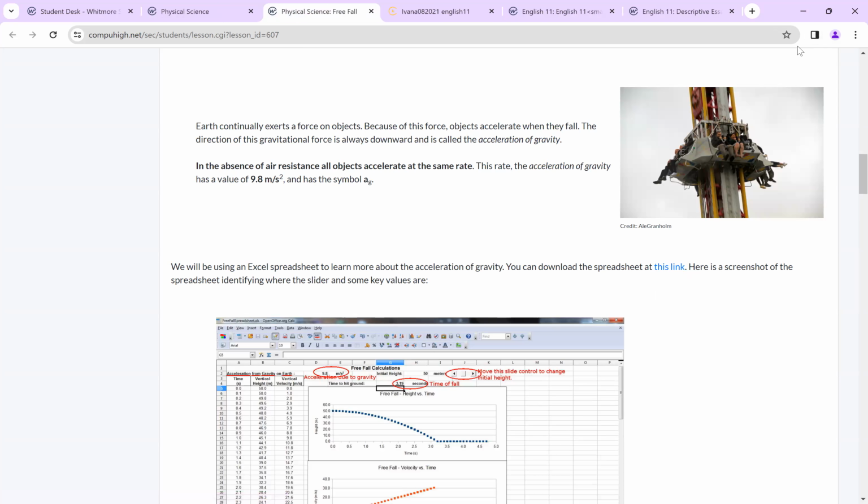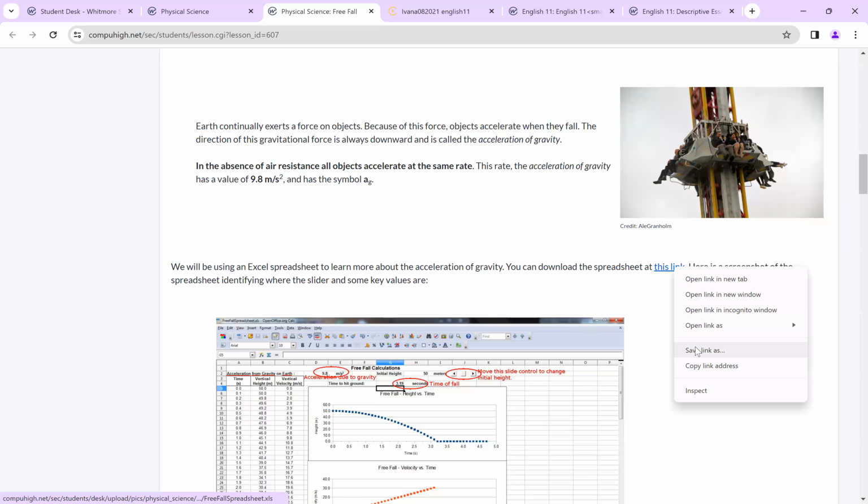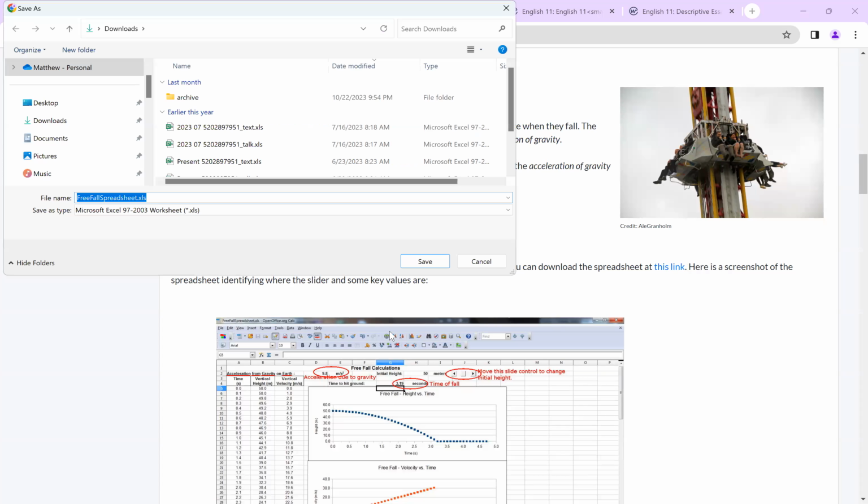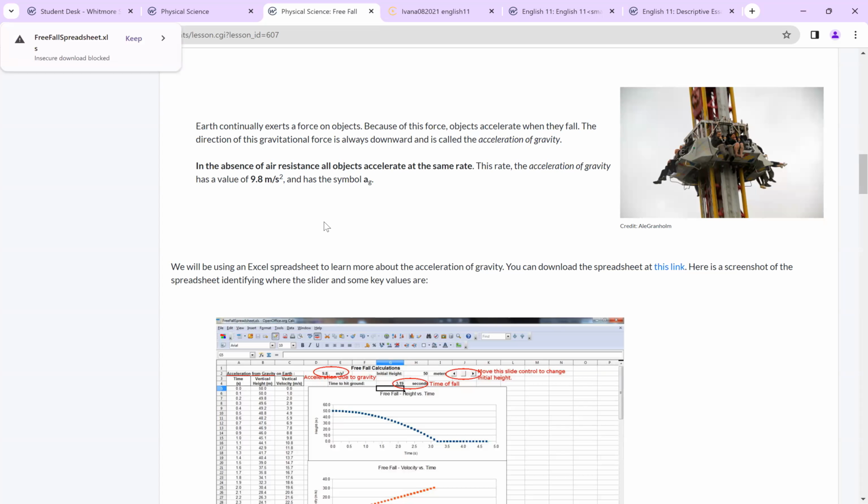I don't know if that downloaded. So that's not good. Let's do save link as, maybe that will help. Okay, that did help. Oh boy, I guess we'll keep it. Okay, I'm just downloading it and then opening it.